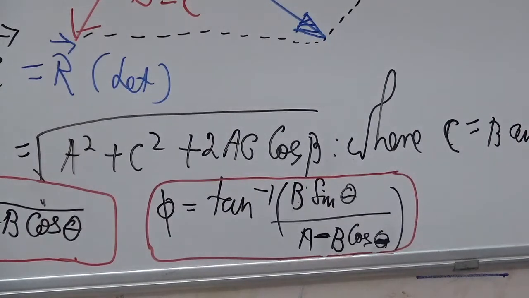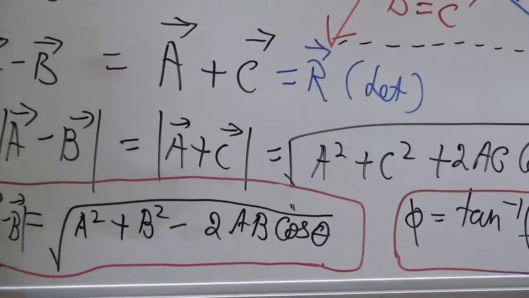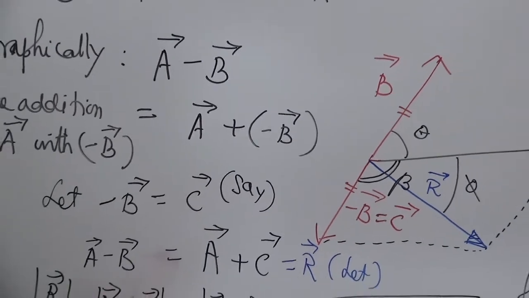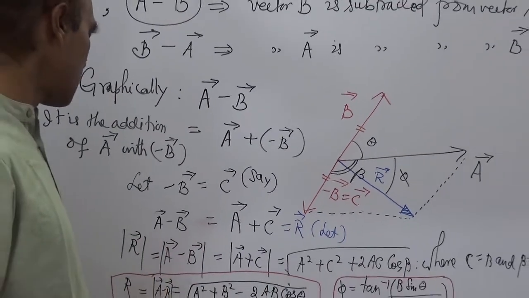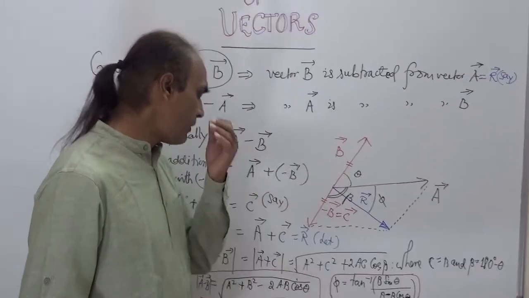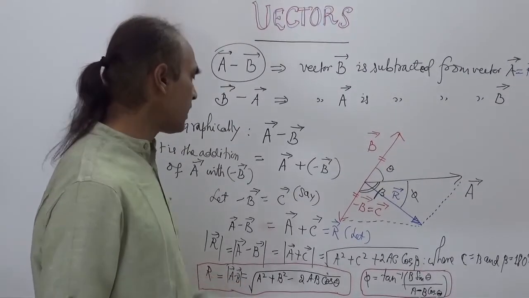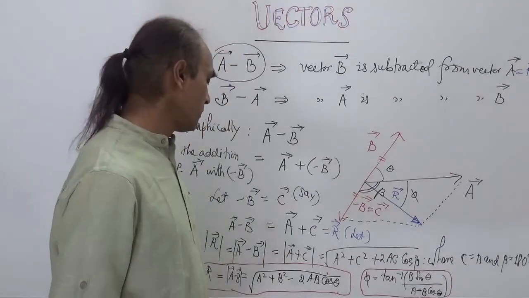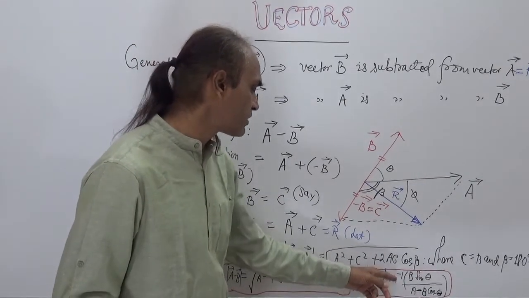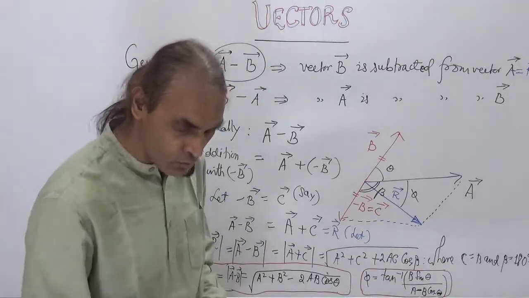So when you are asked to find the vector A minus B, B subtracted from A, then its magnitude can be given by the square root of A square plus B square minus 2AB cos theta, and the angle made by this resulting vector R with respect to the vector A is given by the formula phi equal to tan inverse of B sin theta upon A minus B cos theta.